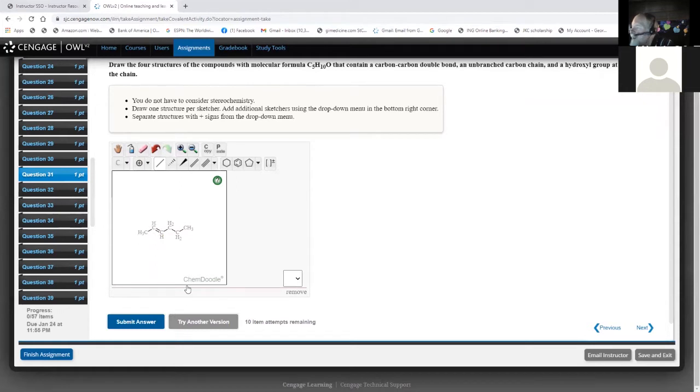I just drew a carbon. I always start with carbons. And then you can change the label to an O there and just click on that and it becomes a hydroxyl. So that fits. Is that 5 in a row? 1, 2, 3, 4, 5.